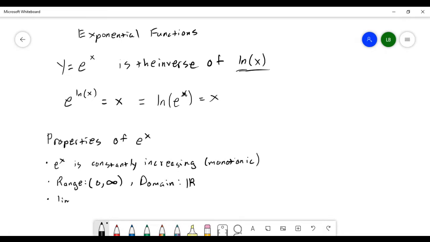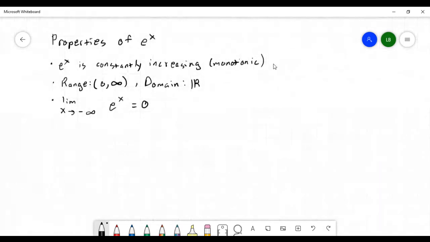Next, we'll talk about the limits as x goes to positive and negative infinity. The limit as x goes to negative infinity of e to the x is simply 0. And the limit as x goes to positive infinity of e to the x is equal to positive infinity. A couple of important values of e to the x: e to the 0 is equal to positive 1.